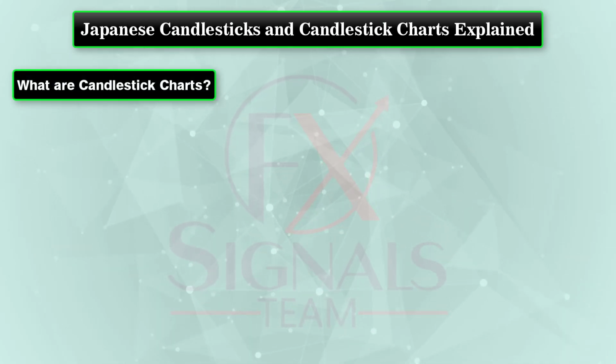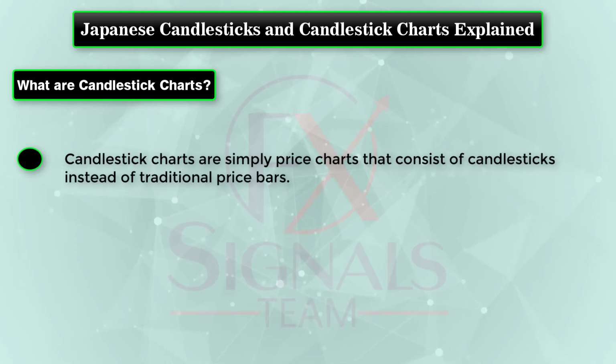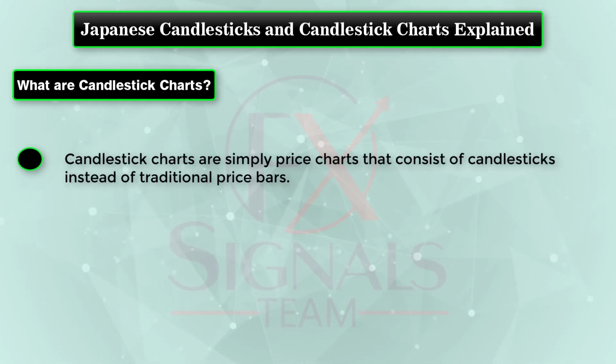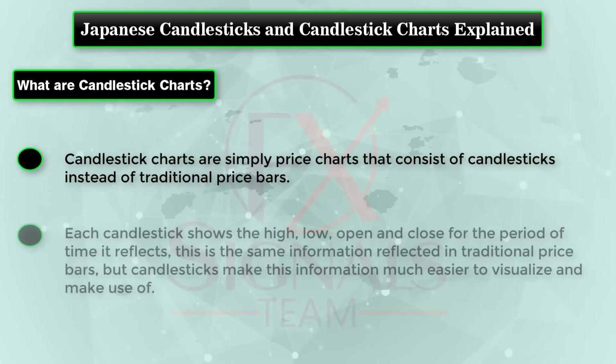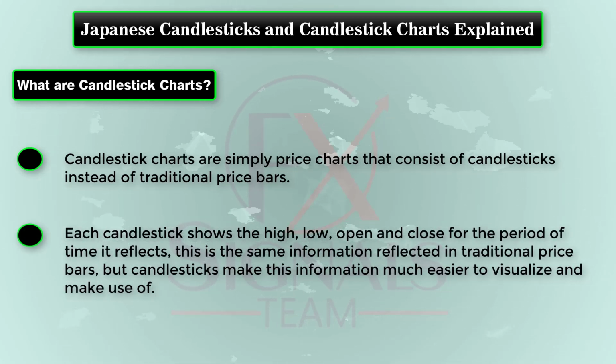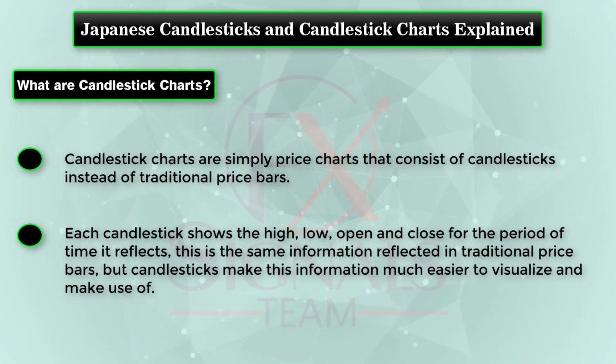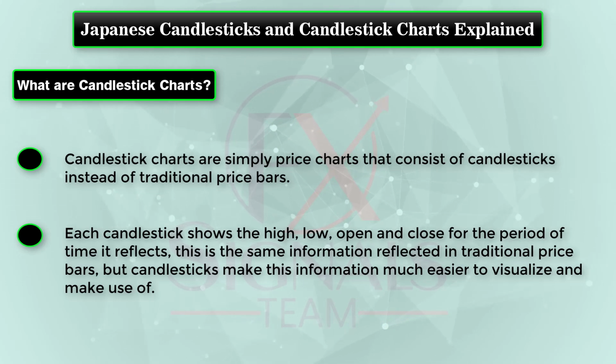What are candlestick charts? Candlestick charts are simply price charts that consist of candlesticks instead of traditional price bars. Each candlestick shows the high, low, open and close for the period of time it reflects. This is the same information reflected in traditional price bars, but candlesticks make this information much easier to visualize and make use of.